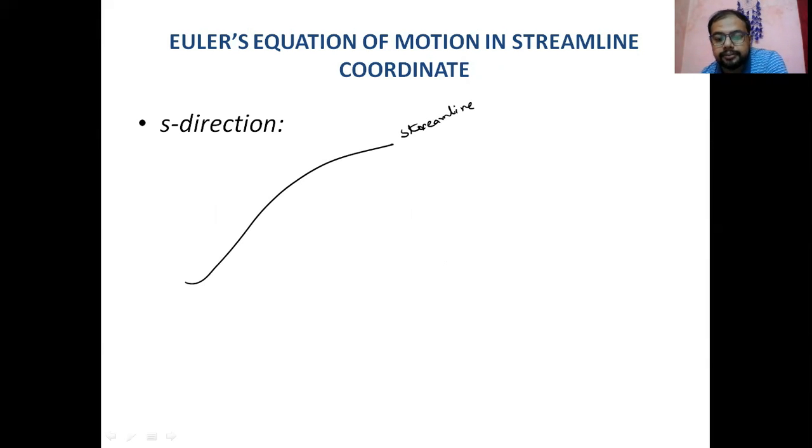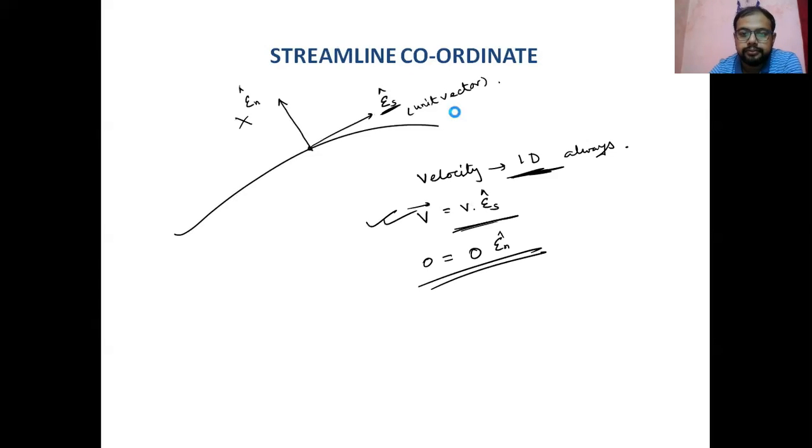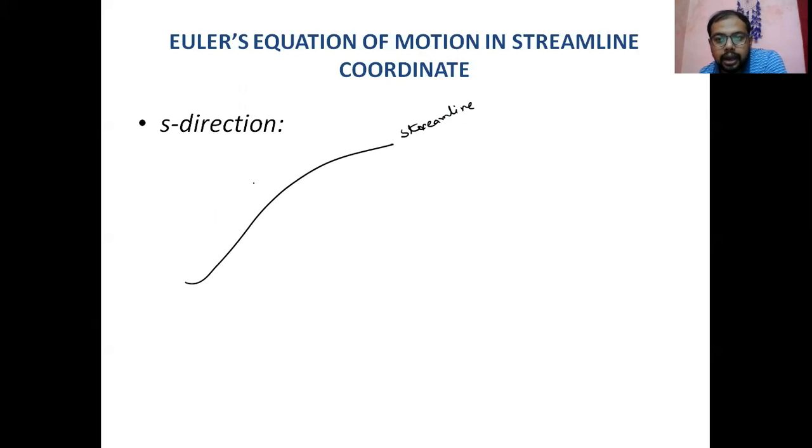It's a streamline. Along the streamline, if you take one small element, it's a magnified figure, so we make it very large. That is del S. This part is del N. There's a fluid element we are taking.